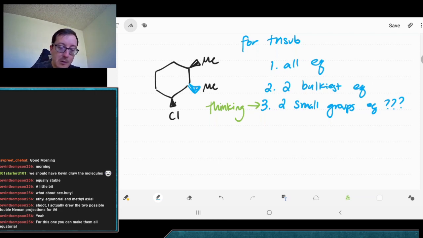So these are your best situations. You're not going to have anything worse than this. You're not going to put them all axial. Everything beyond those three is going to get less and less stable. So it just depends. For this particular one that I've drawn here, ideally you're going to have that middle methyl axially, and the methyl and chlorine on 1 and 3 be equatorial.